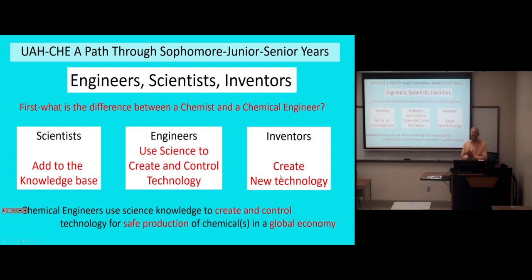Okay? So how we think of it is that chemical engineers use their science knowledge to create and control technology for the safe production of chemicals in a global economy. Scientists add to the knowledge base. Engineers use science to create and control technology. And then inventors we think of as inventing new technology. That is not just specific to inventors. Chemical engineers are really good at inventing or creating new technology also.